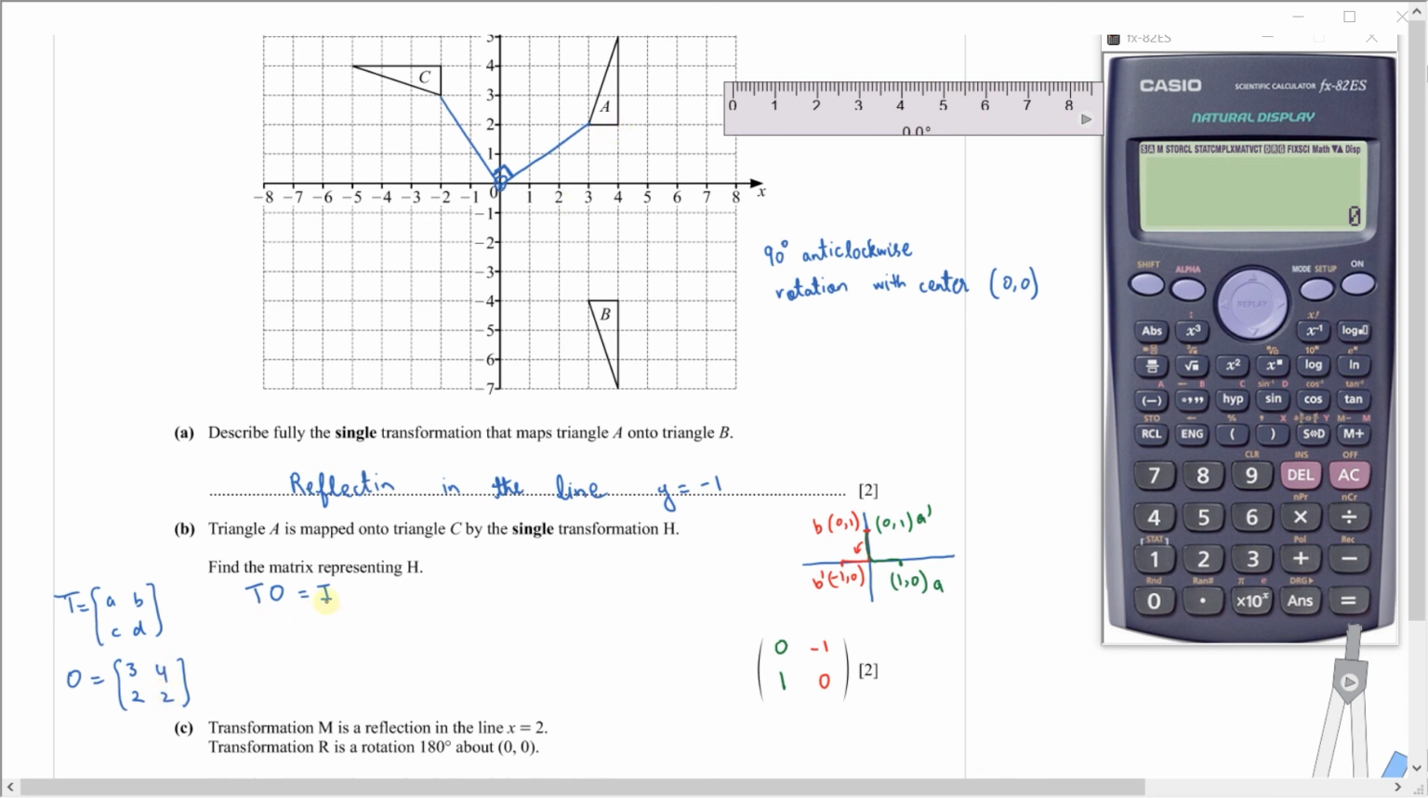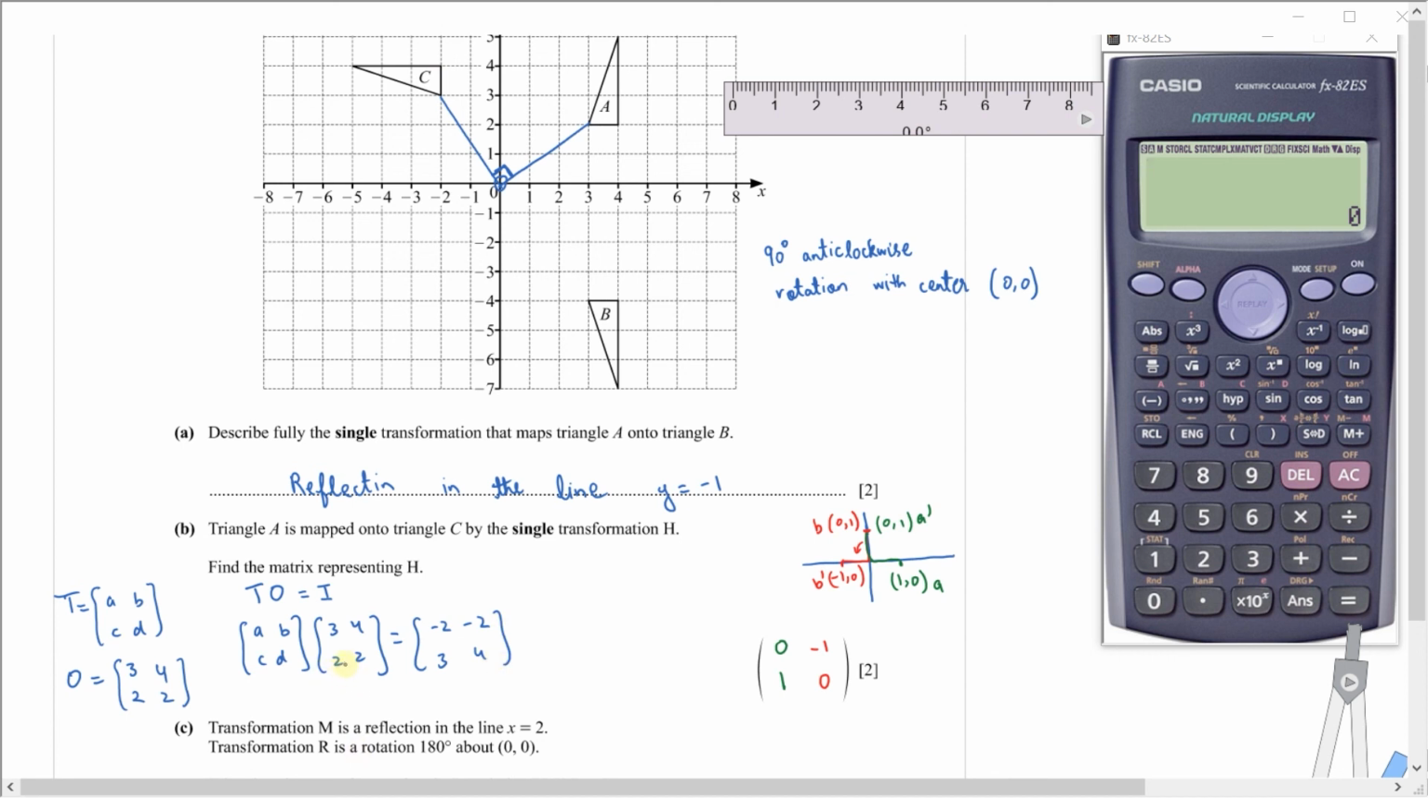And the image will be the corresponding points. So this 3, 2 is mapped onto this point, which is -2 and 3, and this 4, 2 is mapped onto this point, which is -2 and 4. So if I rewrite this equation, my transformation matrix T is A, B, C, D. The object is 3, 4, 2, 2, and the corresponding image is -2, 3 for the point 3, 2, and -2, 4 for the point 4, 2.